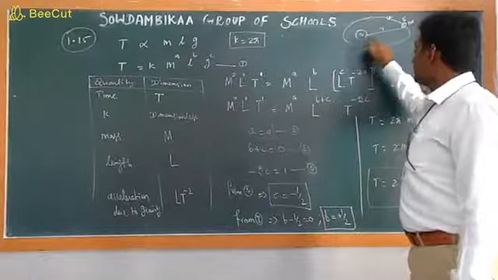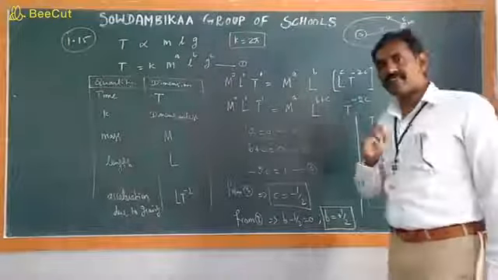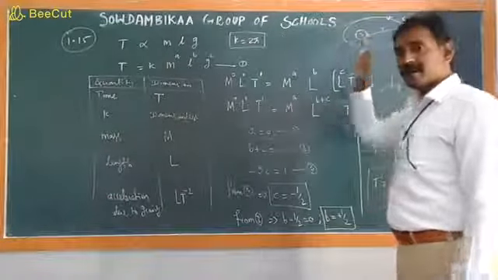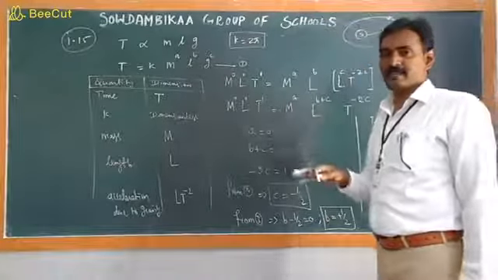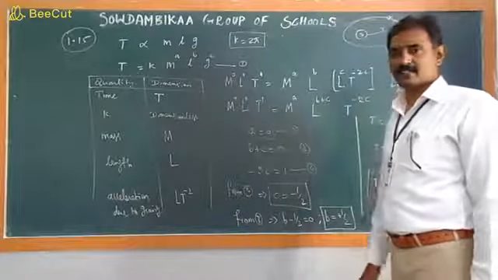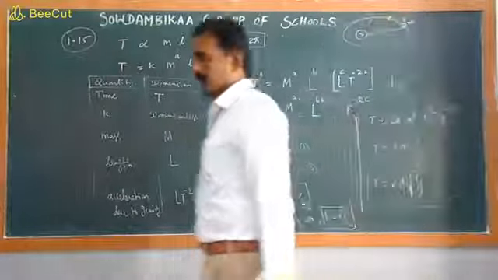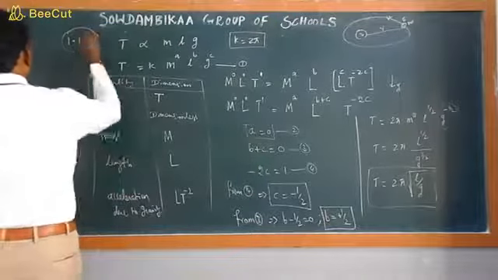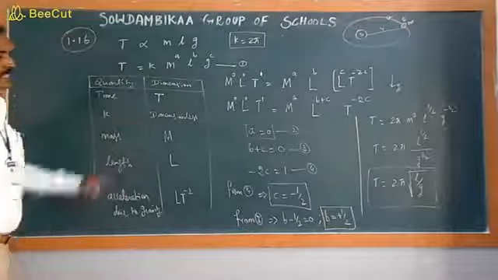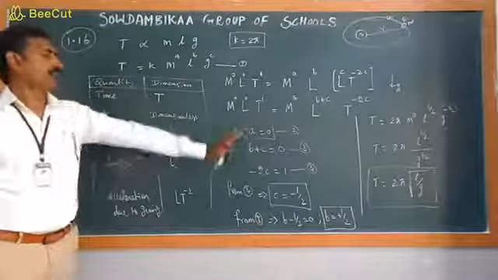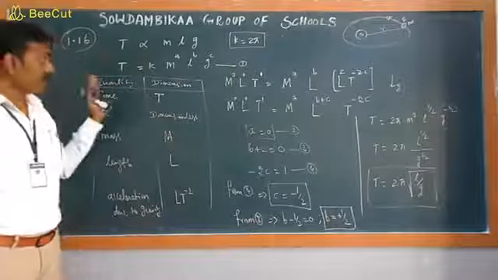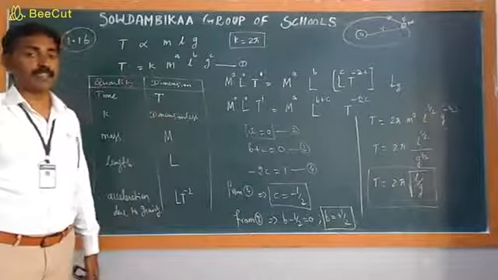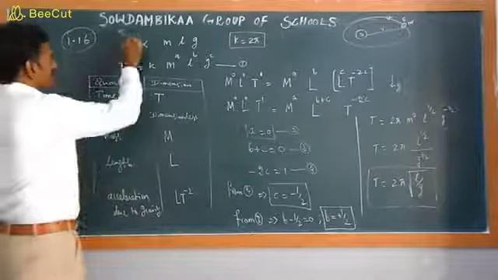What is the force acting between the sun and the earth? It is the gravitational force. The force experienced by the particle undergoing circular motion is the centripetal force. Now the question is, look at that, 1.16. I am going to find out the relation between these physical quantities, the centripetal force.